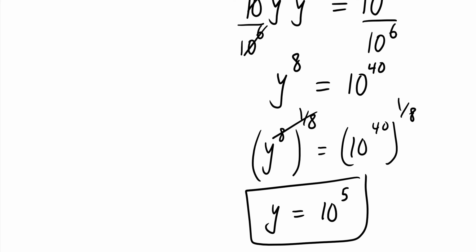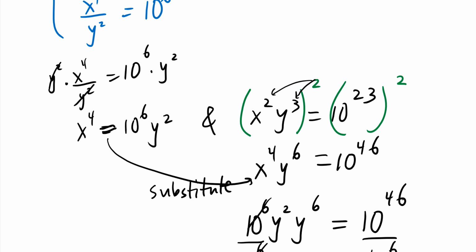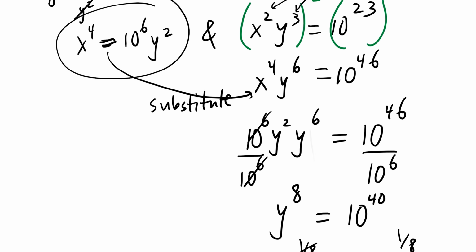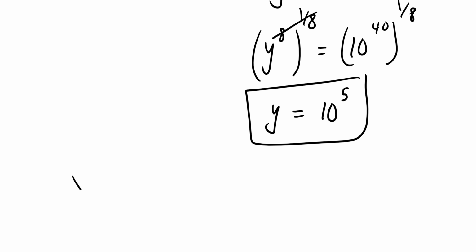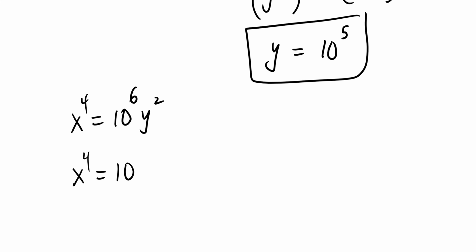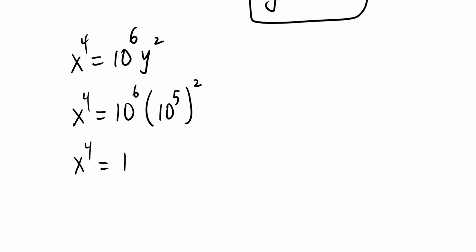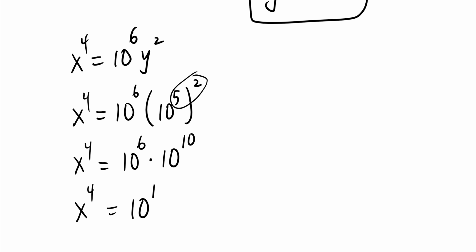Now, we can go back to either one of the equations and get the x value. Let's say I can use this equation if I like. X to the 4th is 10 to the 6th y squared. Let's see what we do here. We substitute the y value we obtained, which was 10 to the 5th, all raised to the second power. This stays the same. Multiply the 5 times 2 is 10. So I have x to the 4th is 10 to the 16.